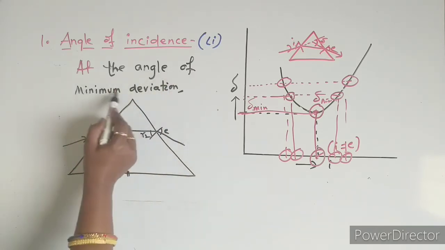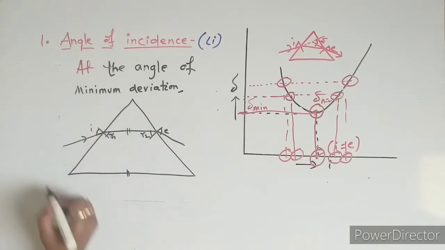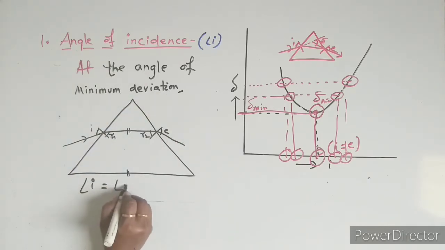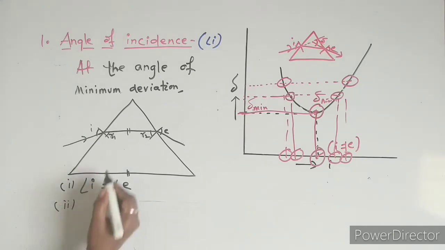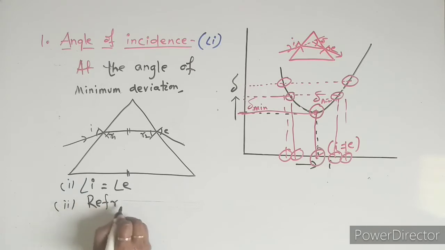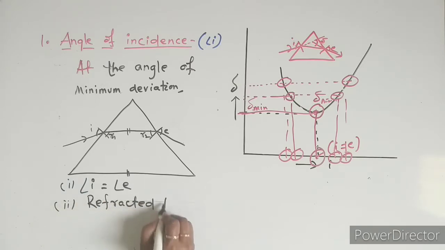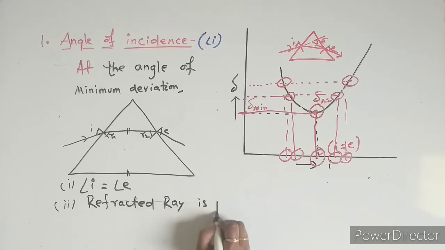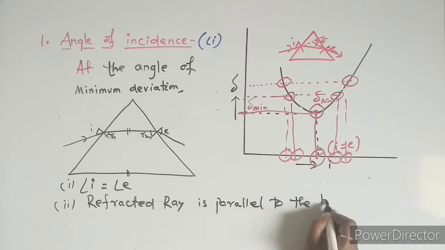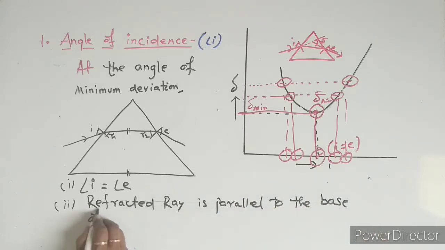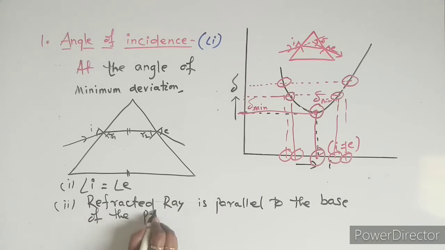So at the minimum angle of deviation, what we can write? Angle I is equal to angle E. That is the first point. Second point, the refracted ray is parallel to the base of the prism, and here we can say R1 is equal to R2.